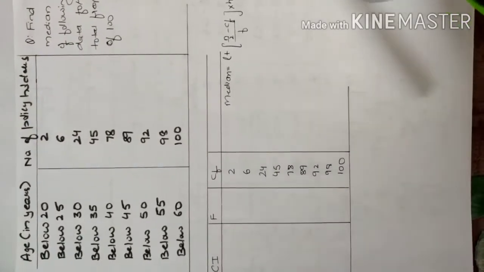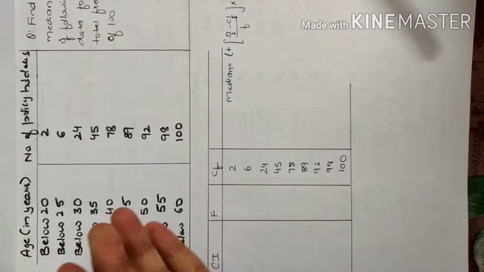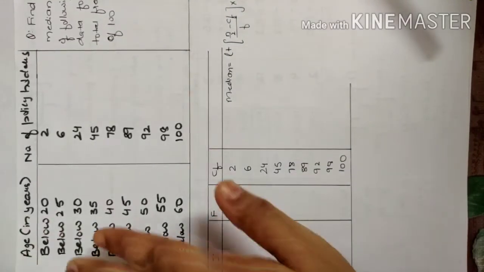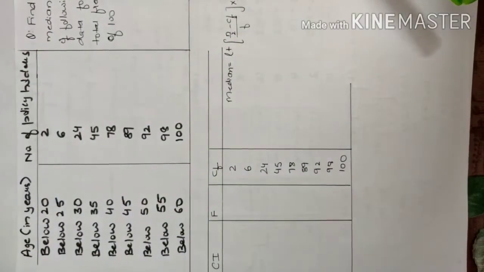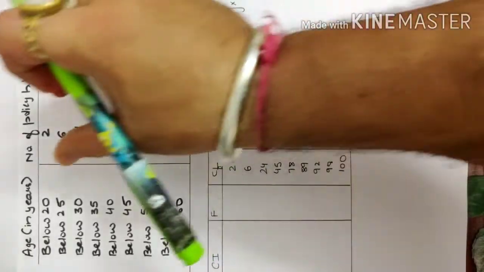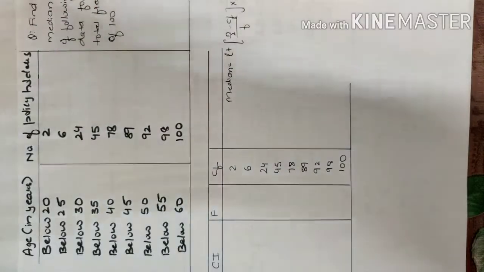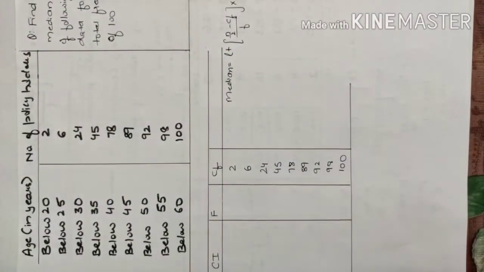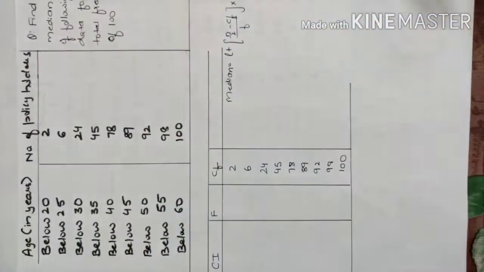But before, if we just go through the data, whenever you are given below, less than type, above or more than type, the adjacent column is always the CF. Now the thing is, they'll never tell you कि आपके पास CF वाली column है. They'll always give you like number of holders, number of students. So always make sure that the adjacent column is for CF only.